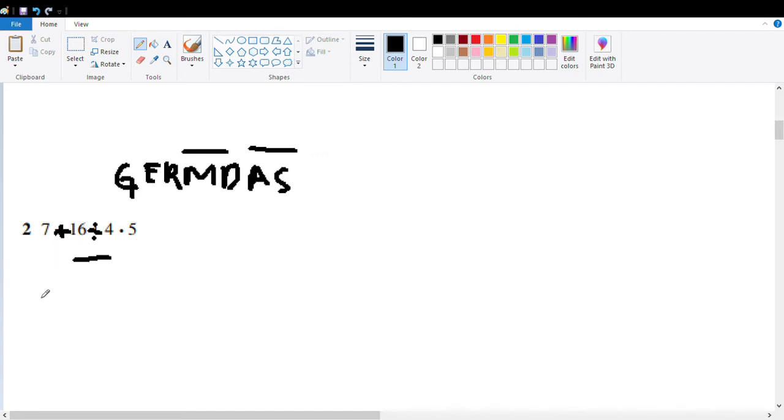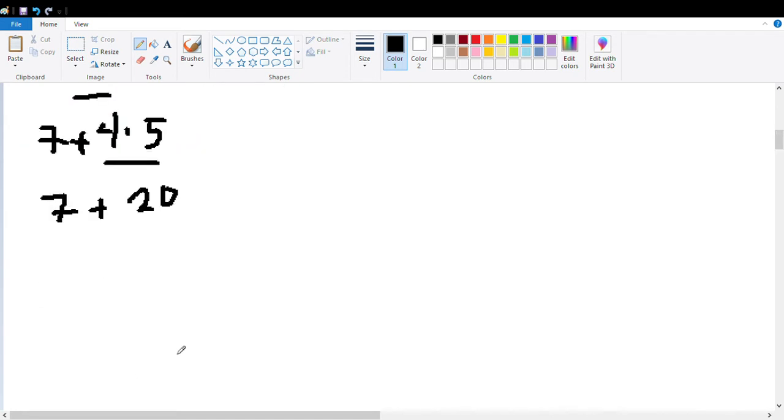So now it's going to be 7 plus 4 times 5. Now what do we do? Are we going to do addition or multiplication? We're going to do multiplication. We do 4 times 5. In this case, it's going to be 7 plus 20, which is basically 27.